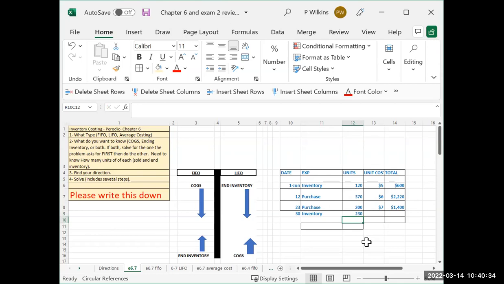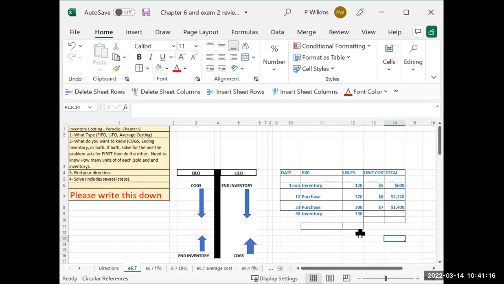Okay, so A, compute the cost of ending inventory and cost of goods sold under FIFO, LIFO, and average costing. Round unit cost to 3 decimal places. That's going to become very important when you get to average costing, the rounding, and we'll talk about that when we get to average costing. So we are going to compute the cost of ending inventory and the cost of goods sold using FIFO. Now, the first thing you have to do is get it into the format that I showed you. The format had the total number of units and the total unit cost.